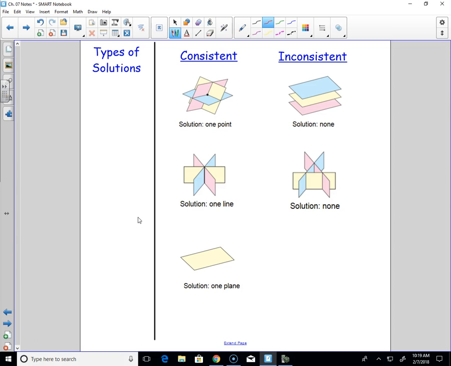Why on earth are we talking about three-dimensional pictures? There's a Z. We have an X and a Y and a Z. We're talking about three-dimensional equations. So hence we're talking about how planes are intersecting, not just lines.